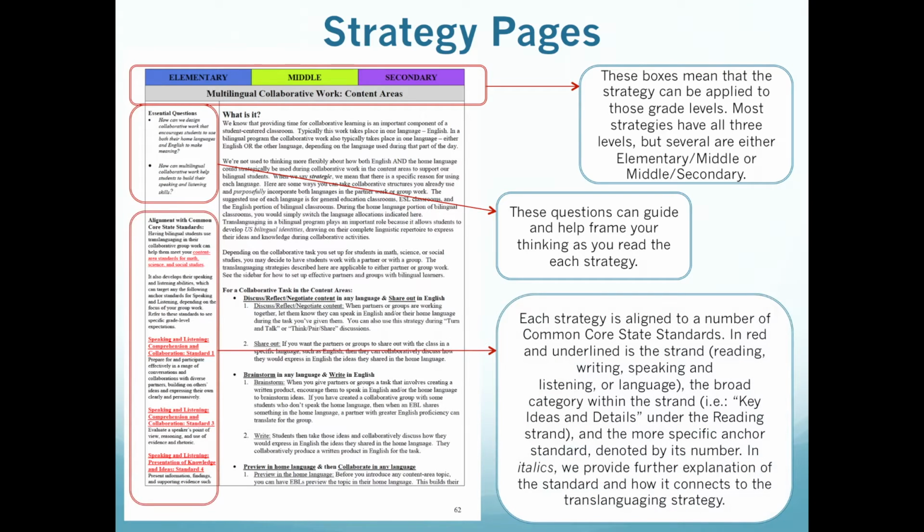Also on the left-hand side in the column, you'll see that each strategy is aligned to a number of Common Core State standards. In red and underlined is the strand, that's reading, writing, speaking, and listening, and the broad categories within the strand. So we have key ideas and details under the reading strand, for example, in this strategy. And the specific anchor strategy is also denoted by its number. In italics, we provide further explanation of the standard and how it connects to the strategy in particular.